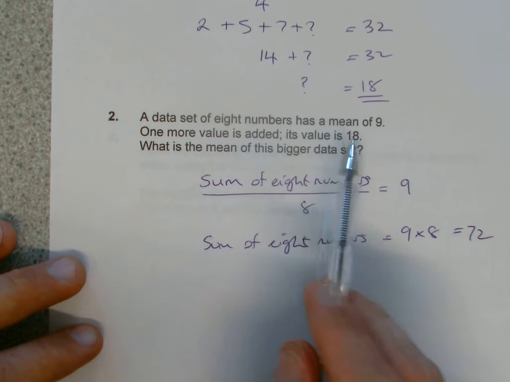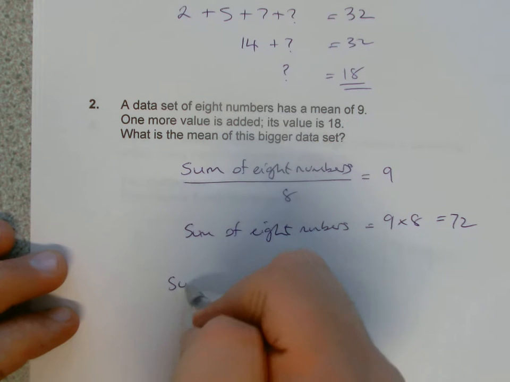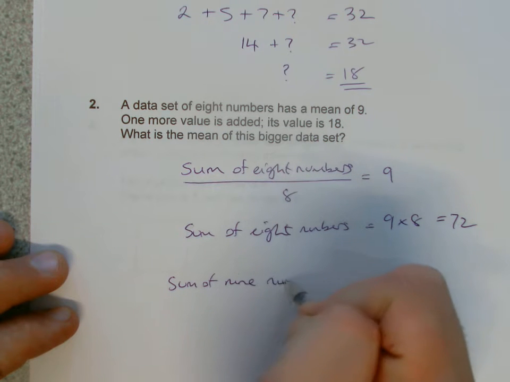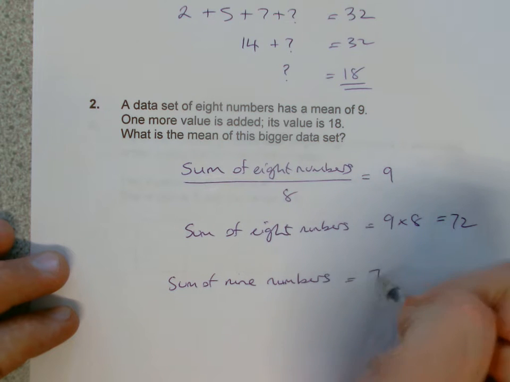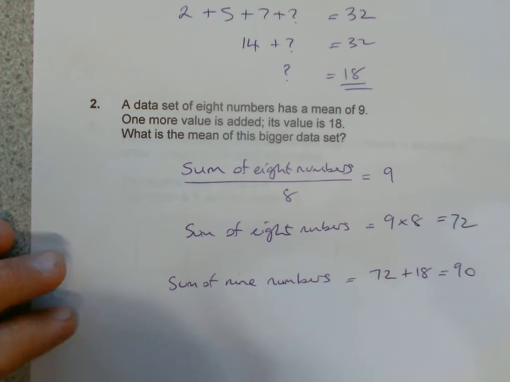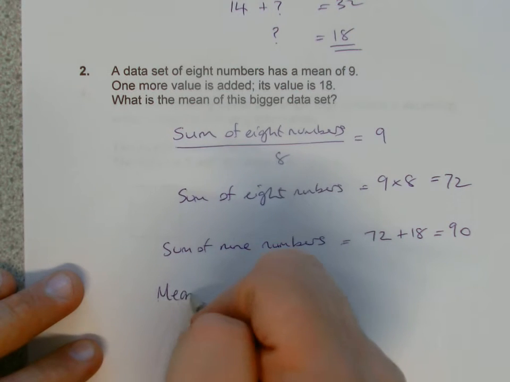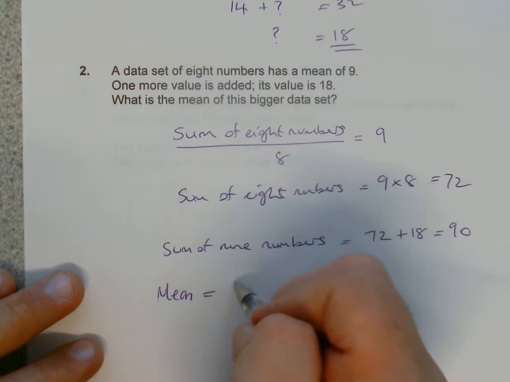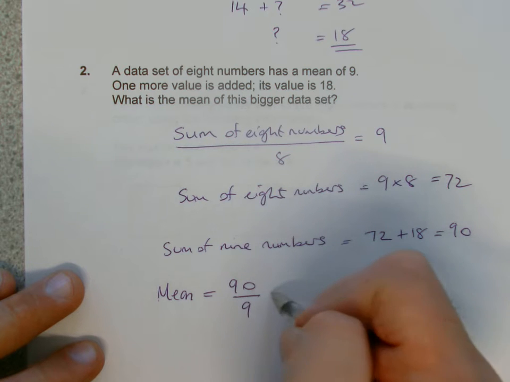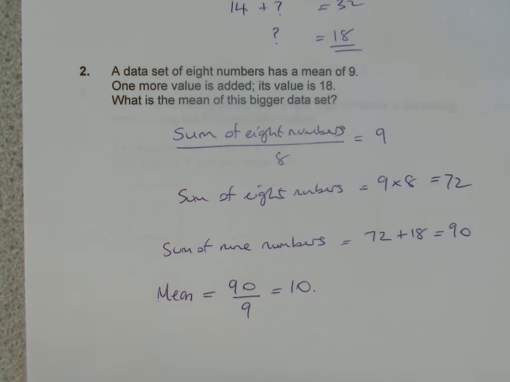If one more value is added, just think about what it would do to this total. The sum of the 9 numbers would equal 72, add the 18, so you get 90. So now to work out the new mean of these 9 numbers, you would do the sum, which is 90, divide by the 9 numbers that are there, and you get 10. 90 divided by 9 is 10.